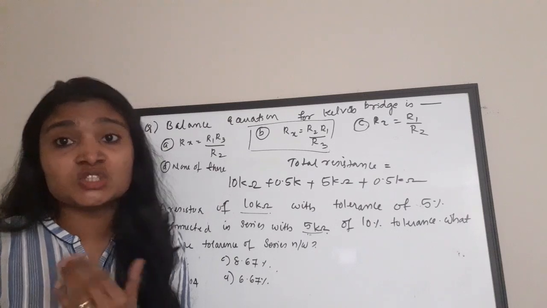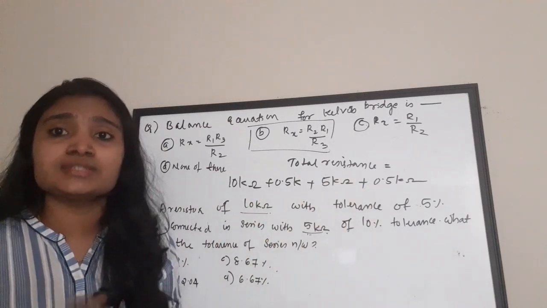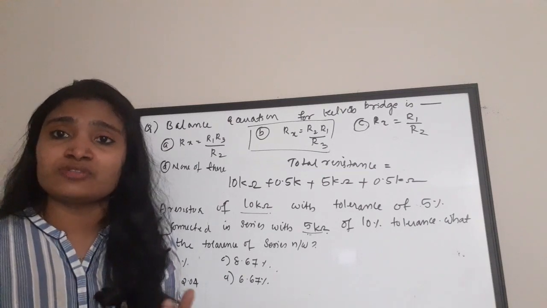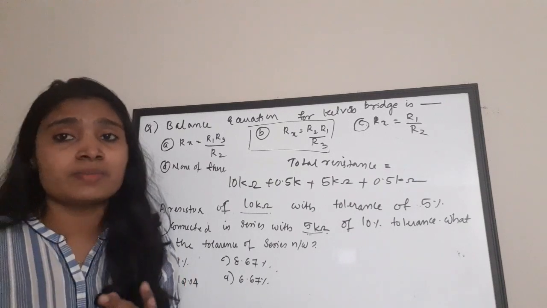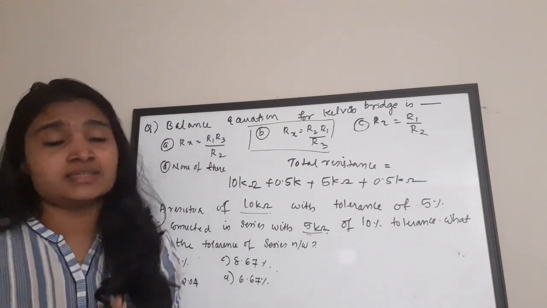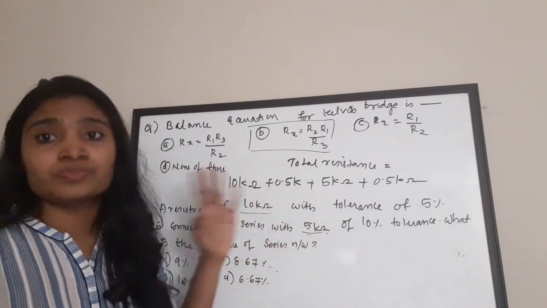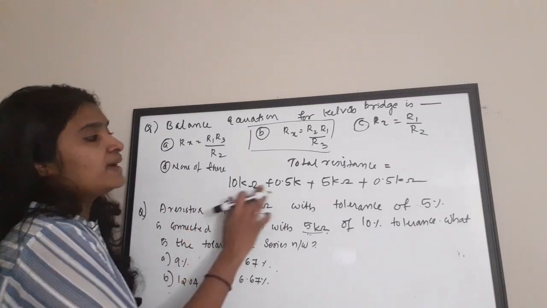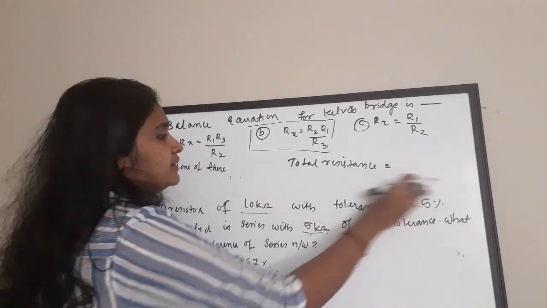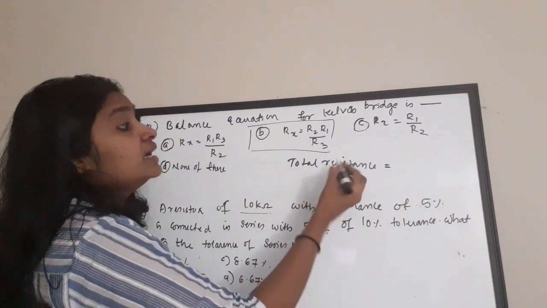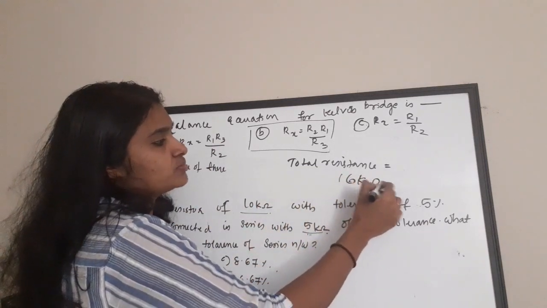So since this is a series connection, we are adding the tolerance values also. Okay, so I hope this concept is clear. Tolerance means you have to add the tolerance value or subtract the tolerance value. That is 10 plus or minus. It can be either a plus or a minus. But since this is a series connection, we are adding the tolerance values also. Okay, so 10K plus 0.5 plus 5 plus 0.5 is equal to 16K, right? So the total resistance including the tolerance is 16 kilo ohms.